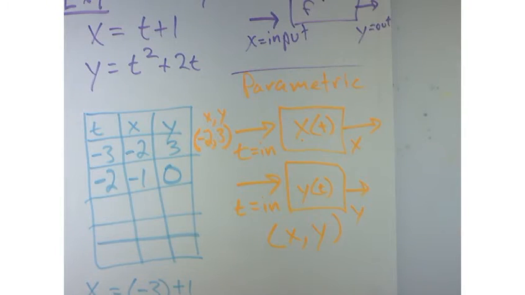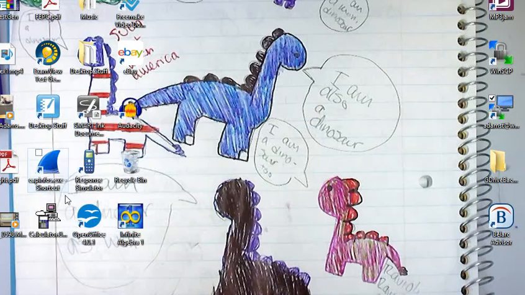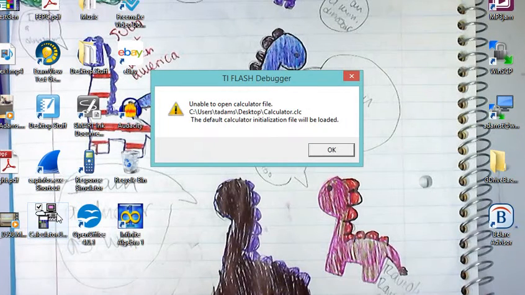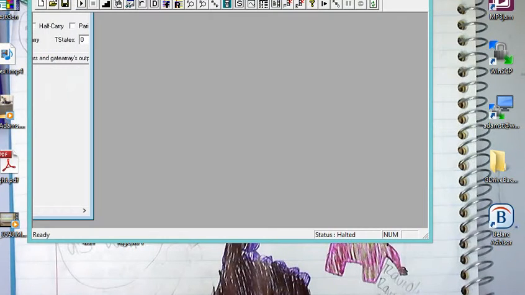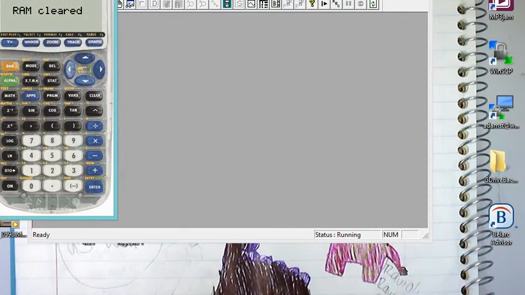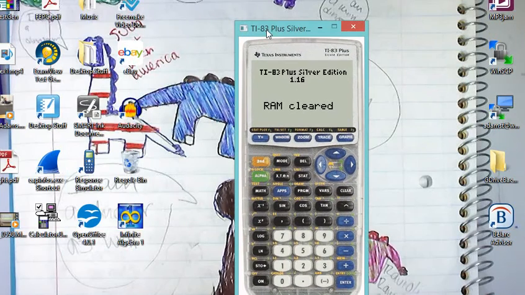And so let me just pull up the calculator real quick to show you guys the difference, because you can actually graph Cartesian functions, which you already know how to do, but you can also graph parametric functions. So when I plug this into my calculator, I have to do it a little differently.